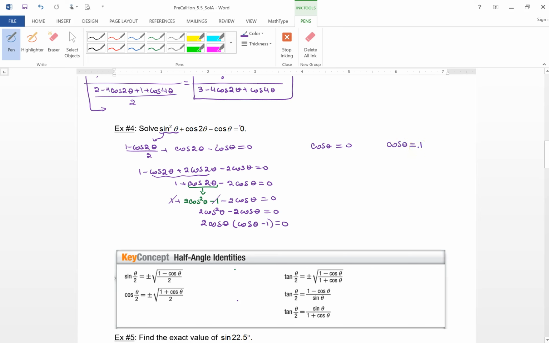And I know that cosine theta is 0 where? It's 0 at pi over 2 and 3 pi over 2, and to this I'm going to add 2n pi. And where is it equal to 1? At 0 and 2 pi, right? So it'll be 0 plus 2n pi, which is just 2n pi.